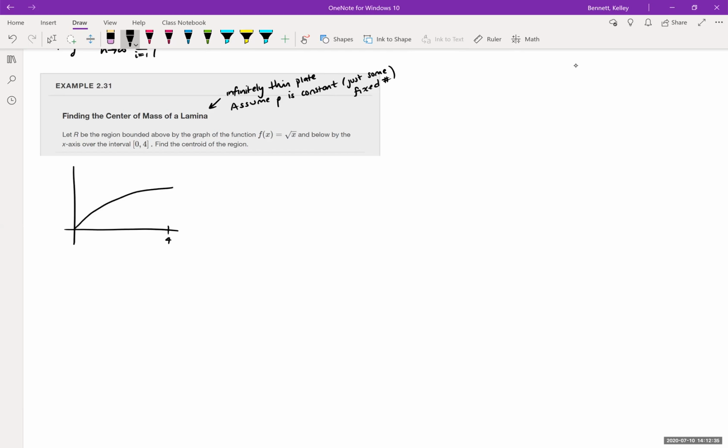So this is our region here with f of x equaling the square root of x. So the first thing to do is compute the mass. So the mass is going to be the integral from 0 to 4 of rho times our function, which was root x, dx. So this should be 2 rho over 3 x to the 3 halves from 0 to 4. So this is 16 rho over 3. So this is our mass.